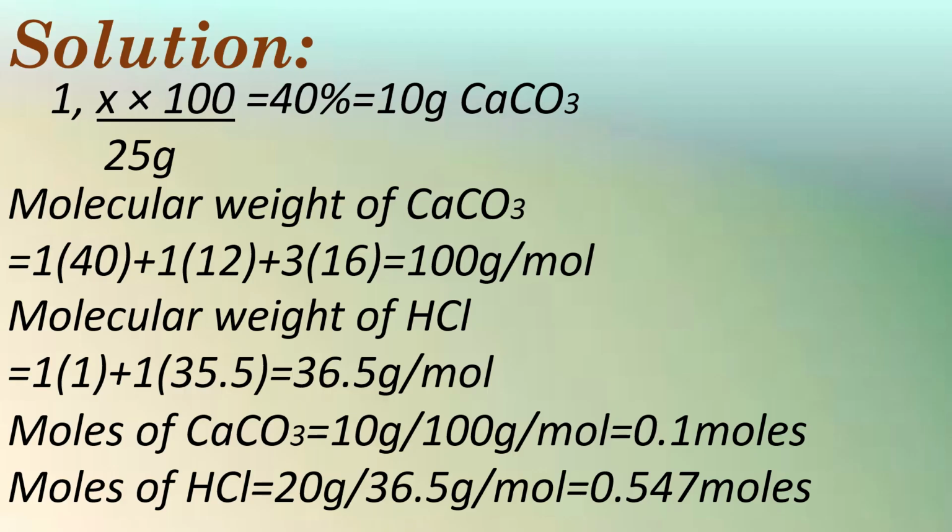Now we will calculate moles of calcium carbonate and moles of hydrochloric acid. Moles of calcium carbonate: the amount we have calculated, 10 gram, divided by 100 gram per mole, the molecular weight of calcium carbonate. After solving, moles of calcium carbonate is calculated to be 0.1 moles. Moles of HCl: 20 gram, the amount of HCl already given in the example earlier, divided by 36.5 gram per mole, which is the molecular weight of hydrochloric acid. After solving, moles of HCl is calculated to be 0.547 moles. So we have calculated moles of calcium carbonate and moles of HCl. Now we have to find which of them is the limiting reagent.